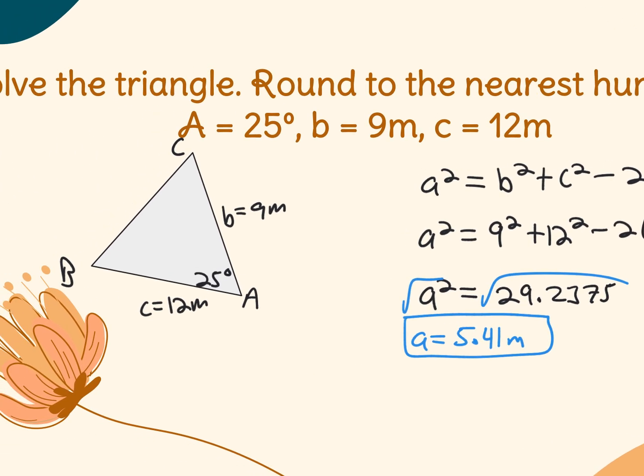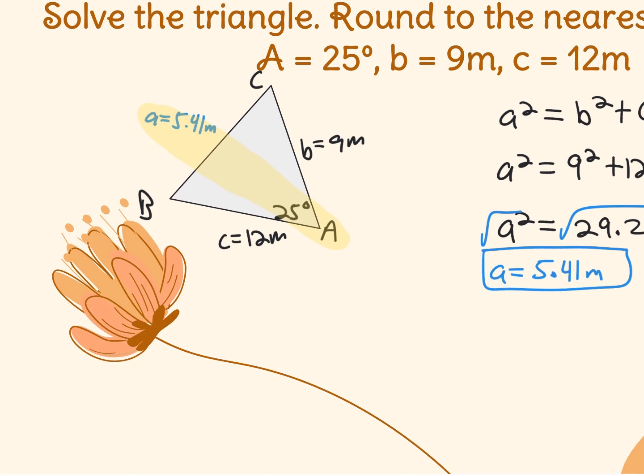All right, so now we have all 3 of our sides. We're missing 2 angles now. Now that we have side A, what does it look like we can use? Law of sines, right? Because we do have a matching pair. This matches with this. All right, these match. So let's use law of sines.